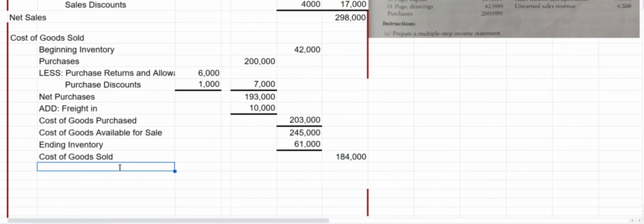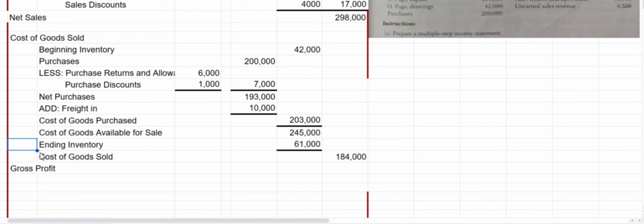Which is 184,000. And now we are able to get our gross profit, which is essentially the net sales minus the cost of goods sold. Which is, in this case, 114,000. Now the next step is our operating expenses, and we will have to subtract this from the gross profit to get income from operations.